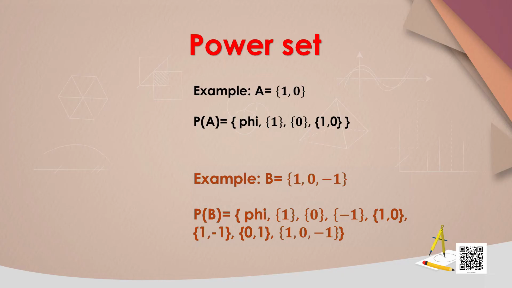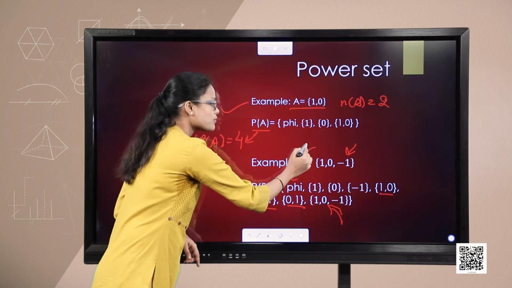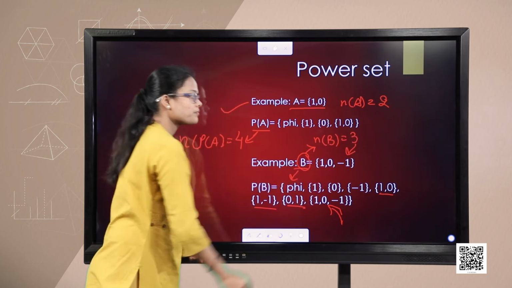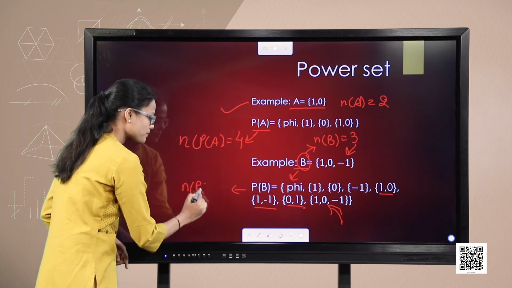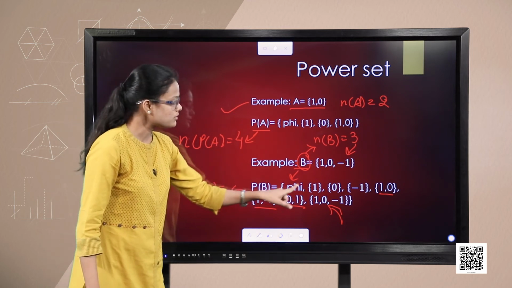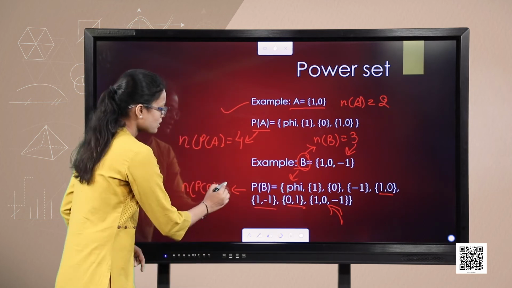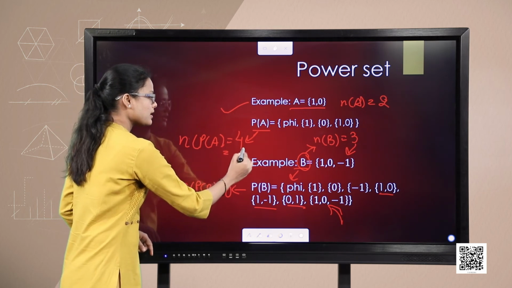Again, observe the number of elements in the set B and in its power set. Number of elements in the set B, how many are there? n(B) is 3. Number of elements in its power set, count them. How many are they? 1, 2, 3, 4, 5, 6, 7 and 8. 8. Can I write it like this?